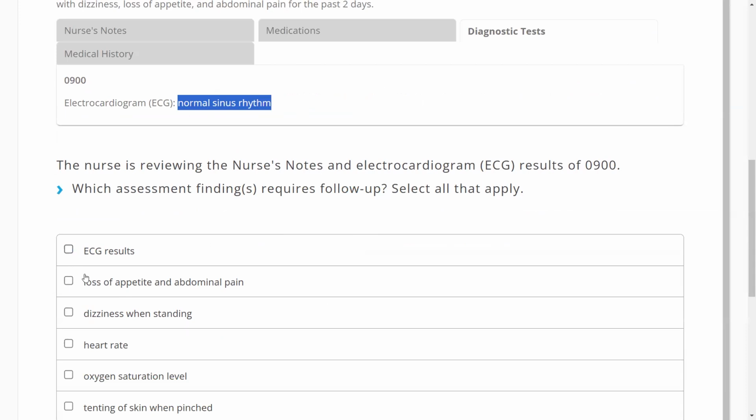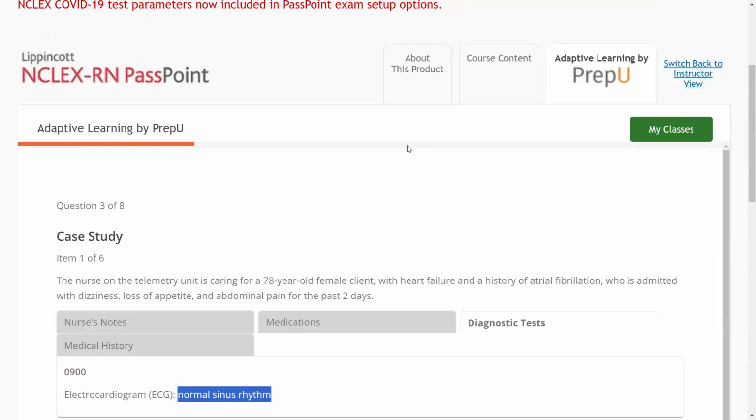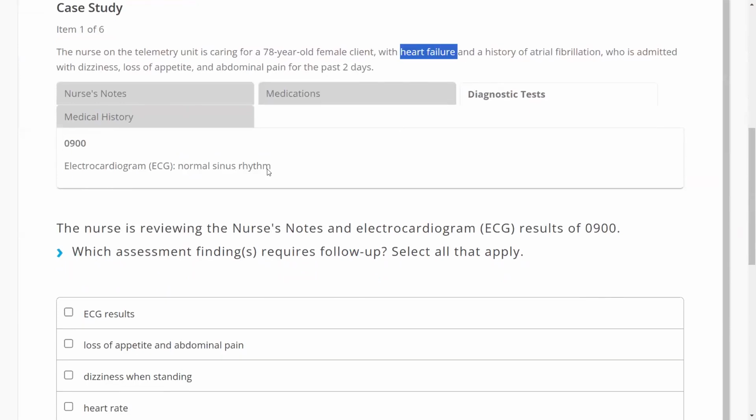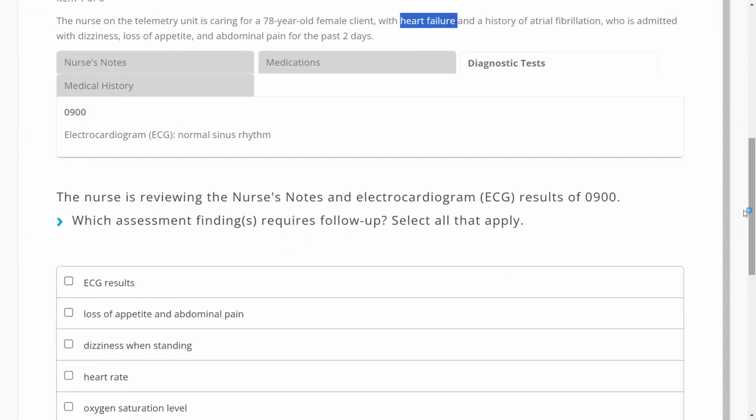All right. So, loss of appetite and abdominal pain. She has heart failure. So, again, heart failure is not abdominal pain and loss of appetite. That would be something to follow up on because that is not a normal finding for somebody who has heart failure.